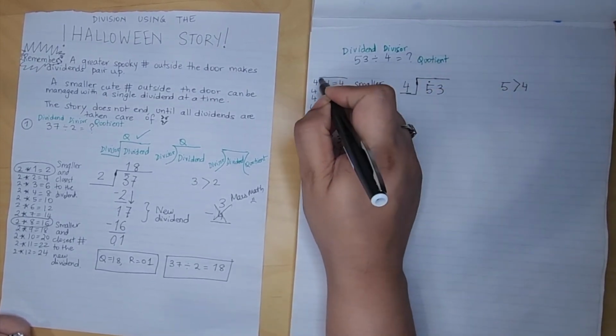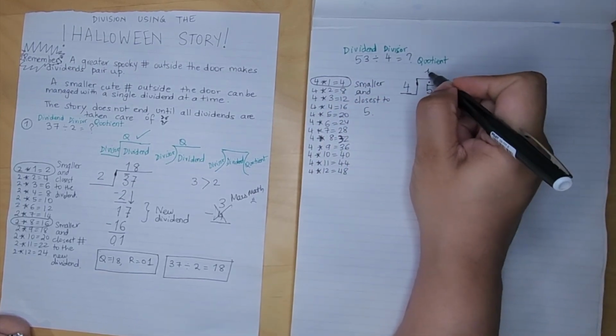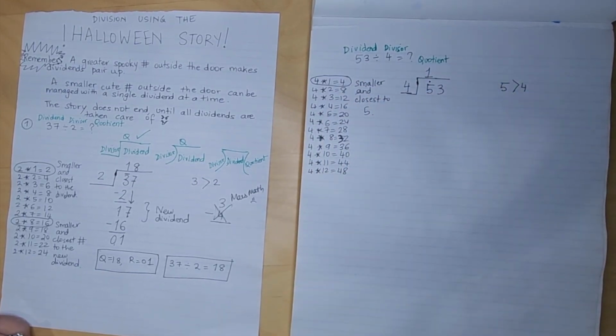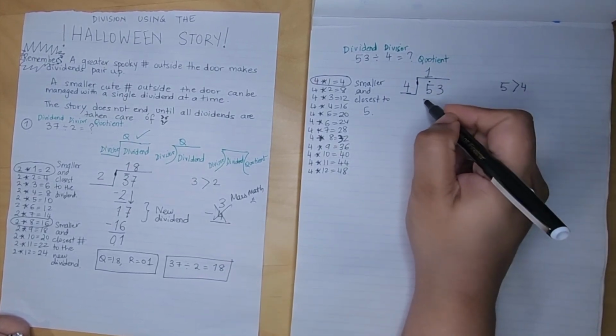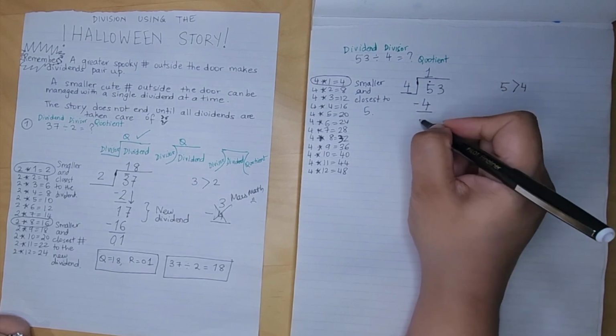Okay, so we're going to circle this. We're going to use 4 times 1. 4 times 1, so you'll write 1 as the quotient, is 4. You subtract that from 5. 5 minus 4 is 1.